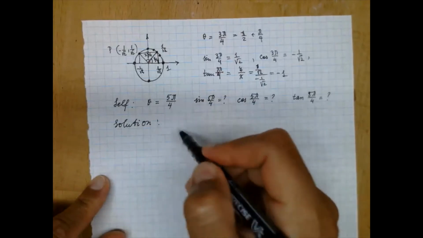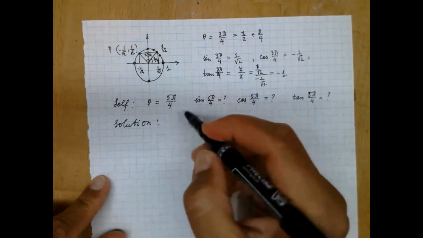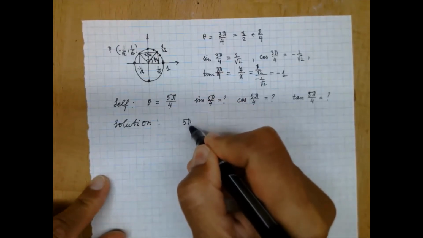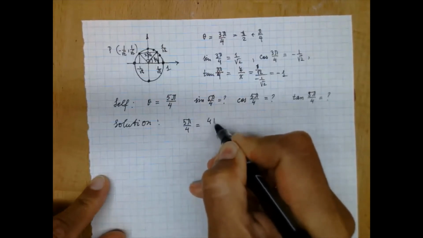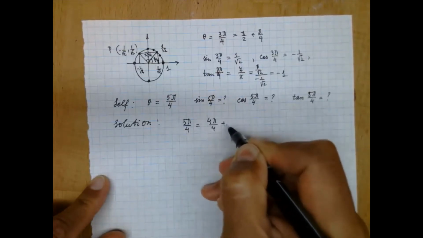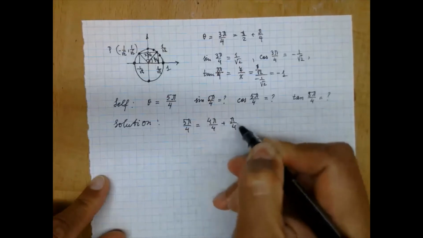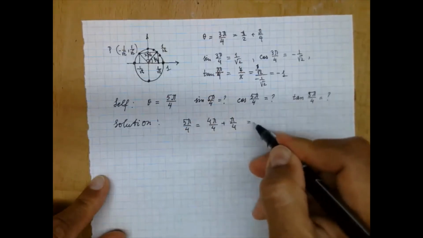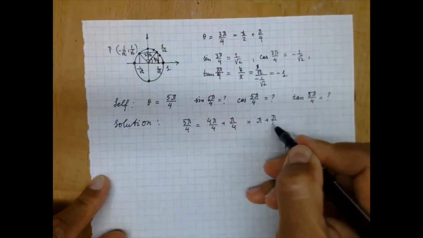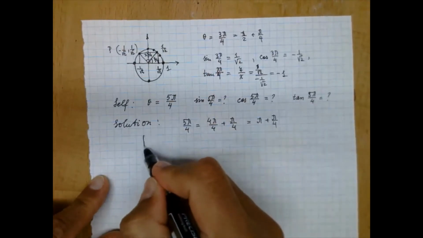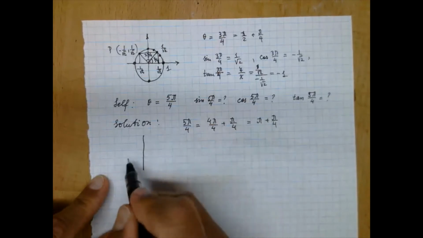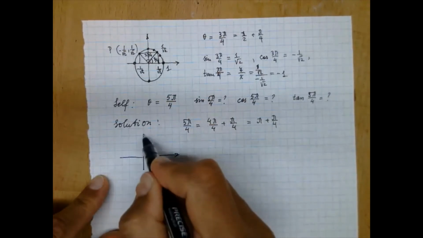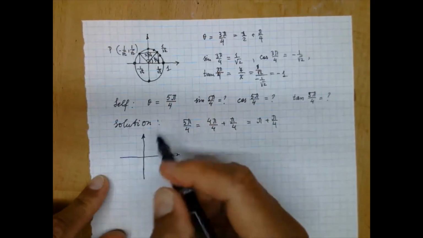So what is 5 pi over 4? Well, I'm going to write down 5 pi over 4. That's actually 4 pi over 4 plus pi over 4, right? If you add them, I'm going to have 4 pi and 5 pi over 4, which is going to be pi plus pi over 4. Why am I doing this? Normally, guys, if you understand where the angle is going to be, you don't need to do this. But just to explain a little bit more.